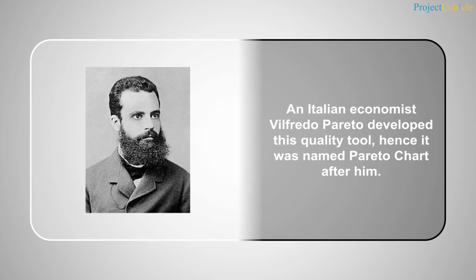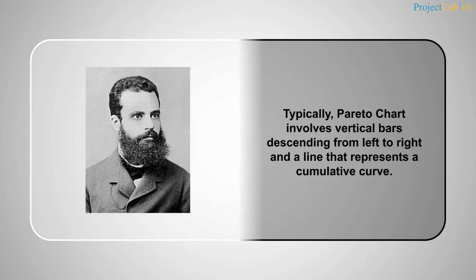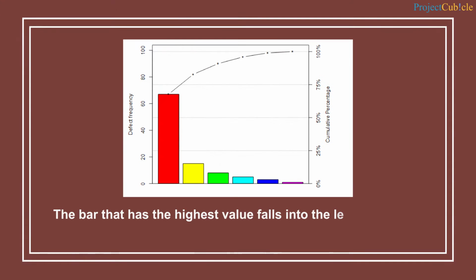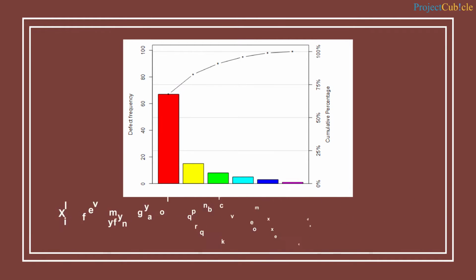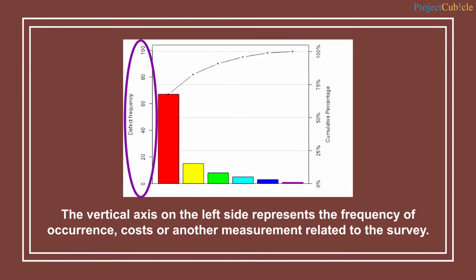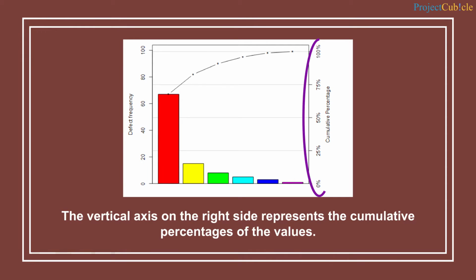An Italian economist, Vilfredo Pareto, developed this quality tool, hence it was named the Pareto chart after him. Typically, a Pareto chart involves vertical bars descending from left to right with a line that represents a cumulative curve. The bar that has the highest value falls on the left and the bar that has the lowest value falls on the right. The vertical axis on the left side represents the frequency of occurrence, costs or another measurement related to the survey. The vertical axis on the right side represents the cumulative percentages of the values.